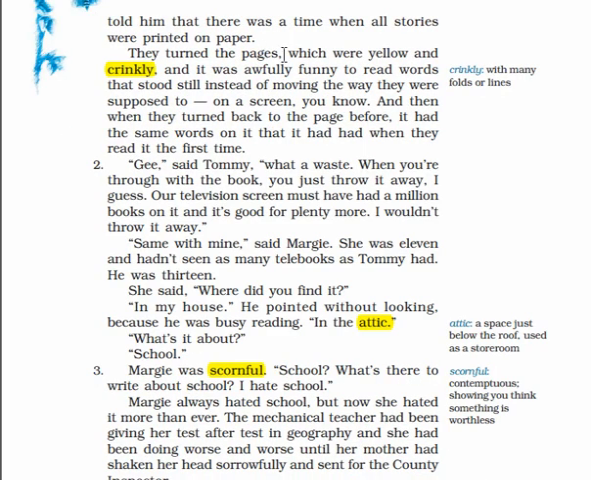They turned the pages, which were yellow and crinkly, and it was neat words that stood still instead of moving the way they were supposed to on a screen, you know. And then when they turned back to the page before, it had the same words on it that it had when they read it the first time. Crinkly here means with many folds or lines. So on the pages it was printed.